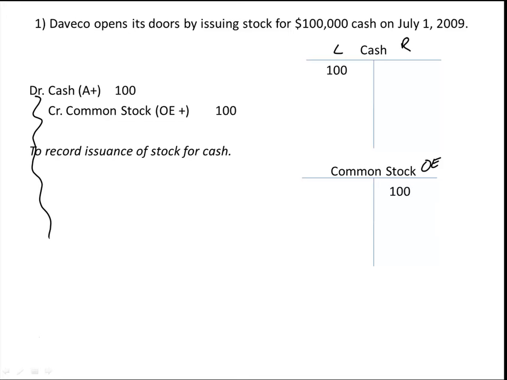Debits always on top, credits always on bottom. What else did I put in this journal entry? I've got our little A plus over here and owner's equity plus over here. I learned how to do that early on in my teaching career to suggest that students do that just as an extra self-check. That having debited cash for $100, debiting cash makes an asset go up, and it's just one extra little self-check. Do I really want an asset to go up? Because when I debit cash, that's indeed what's happening.